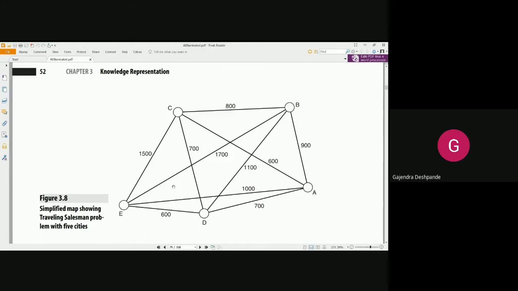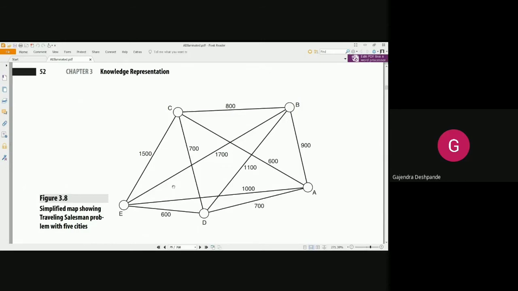If we compute the distance, A to B is 900 miles, then B to C is 800 miles. So 900 plus 800 is 1700 miles. Then C to E is 1500 miles, so 1700 plus 1500 is 3200 miles. Then E to D is 600 miles, which gives us a total of 3800 miles. Then from D to A gives us 4500 miles.